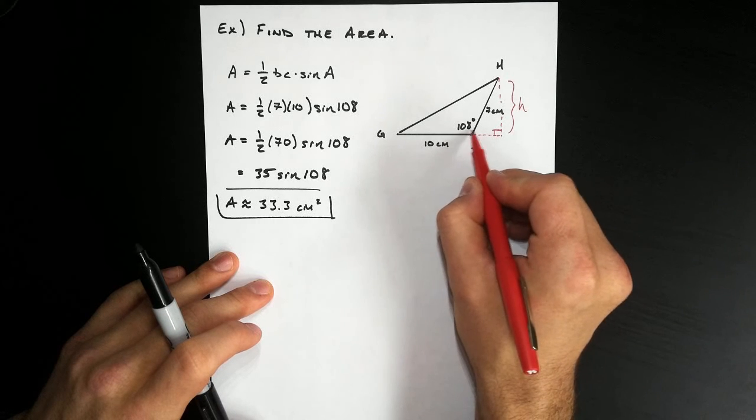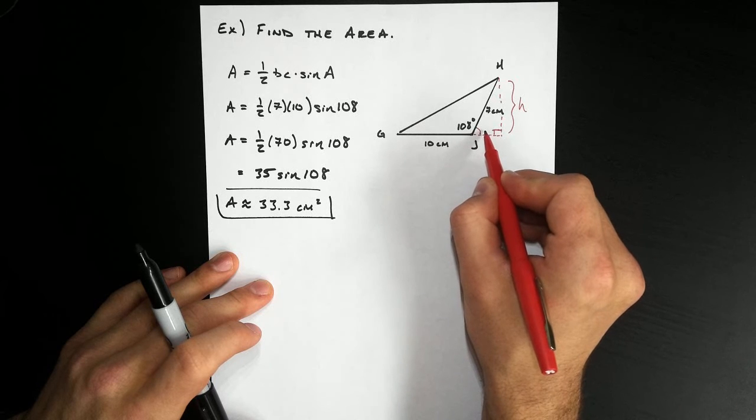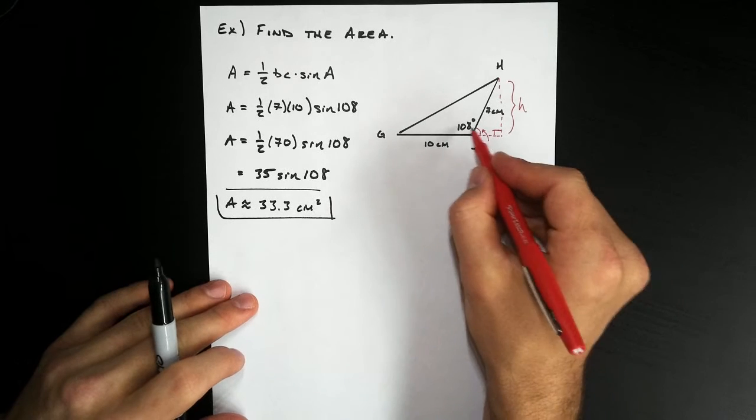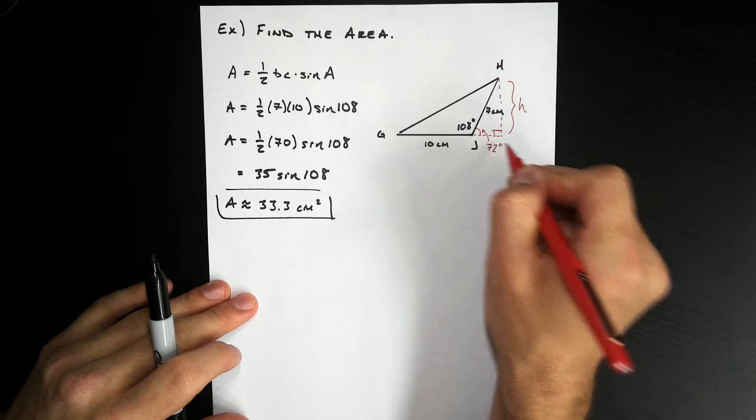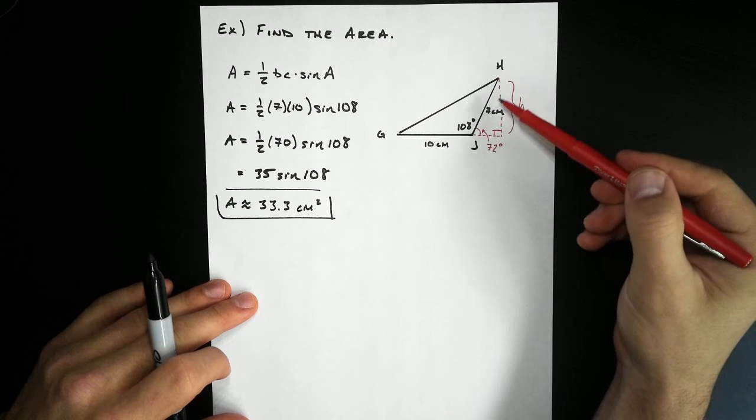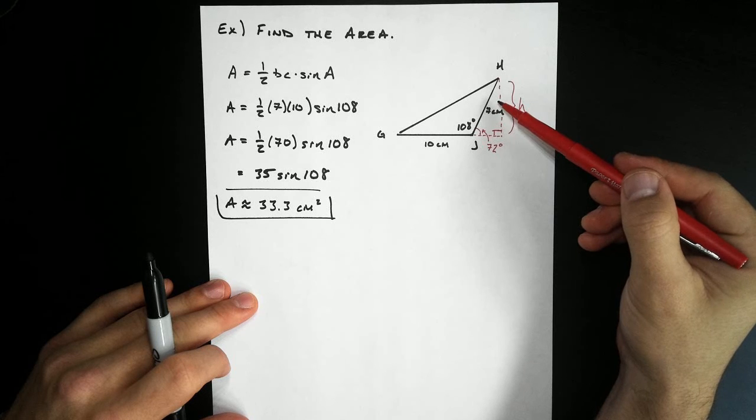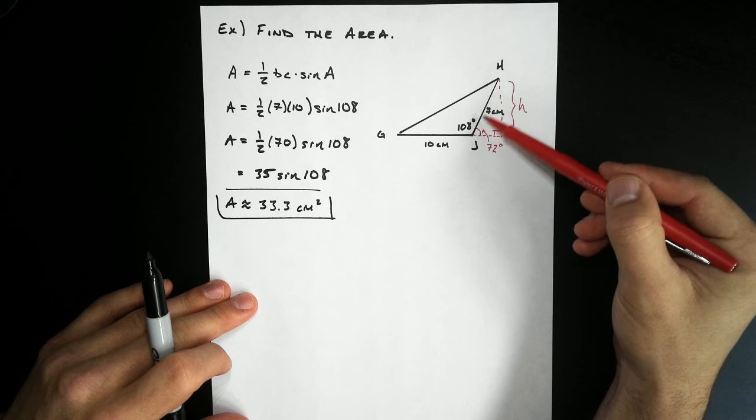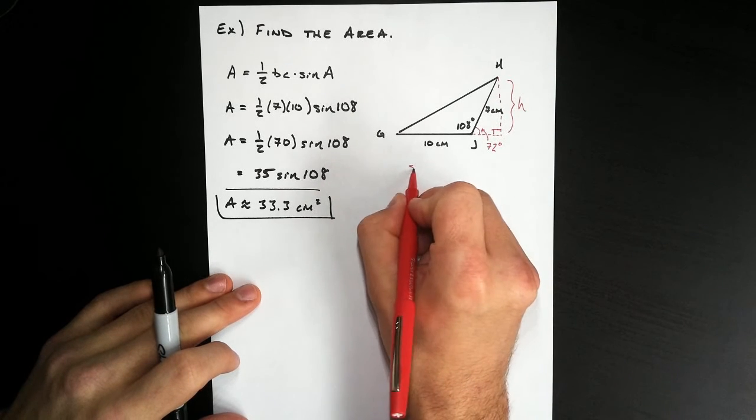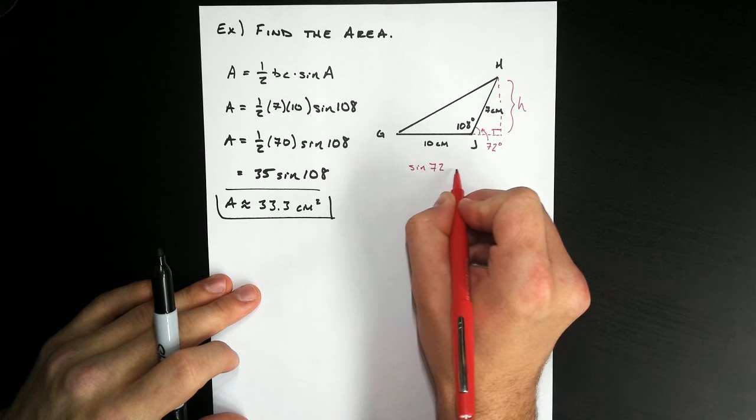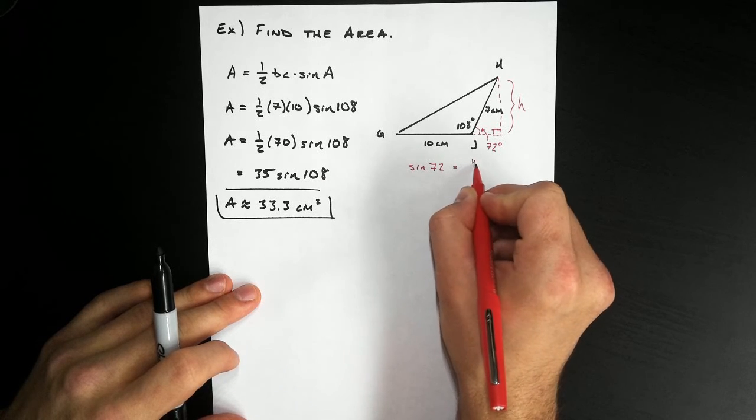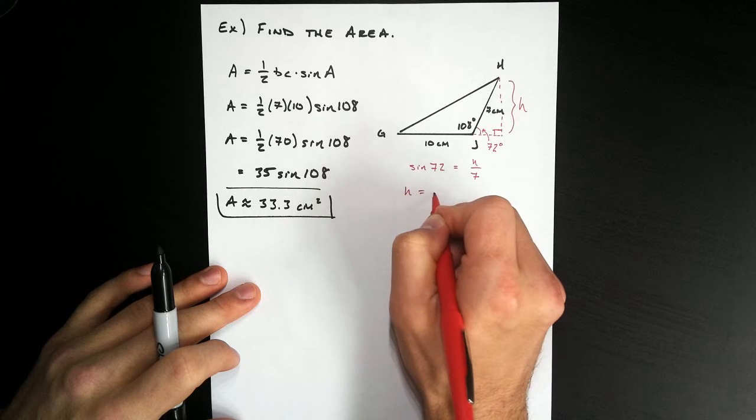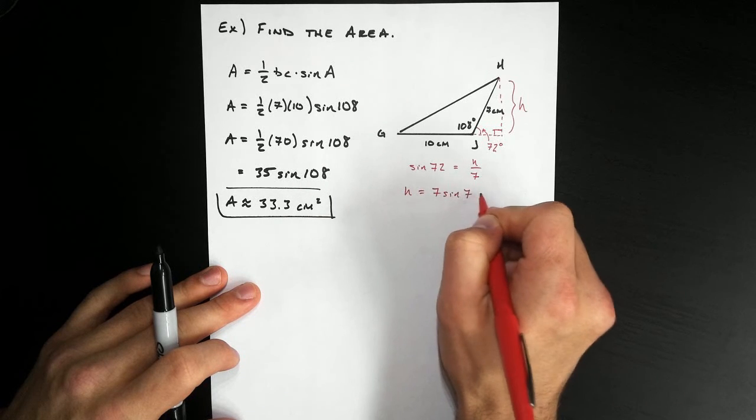On the inside, I can find this angle because it is just the supplement of 108. So if I do 180 minus the 108, I know that angle in there is 72 degrees. So now with this little right triangle, I can use regular trig to find h. I know the hypotenuse is 7, so the sine of 72 has to be equal to h over 7. And multiplying both sides by 7, our height is equal to 7 times the sine of 72.